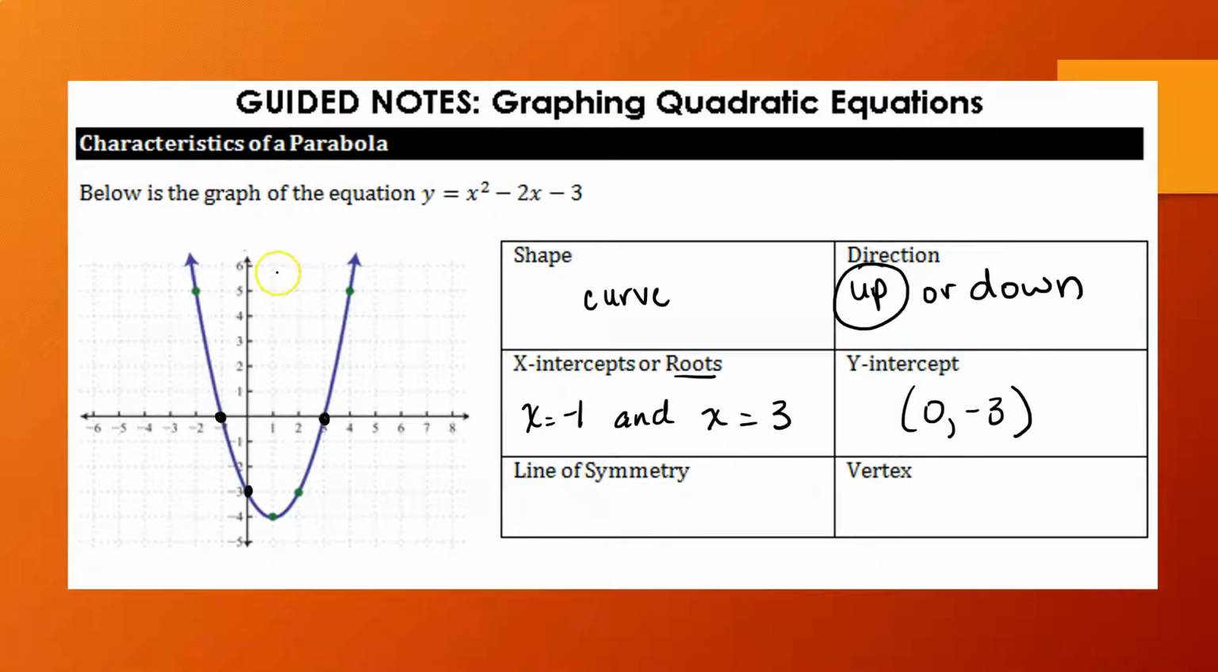Our line of symmetry helps us show where the parabola is cut into a mirror image, cut into half. It is always x equals something. In this case, it is x equals 1.